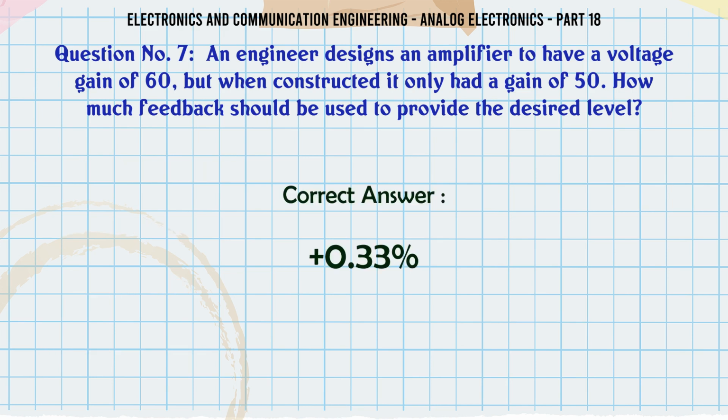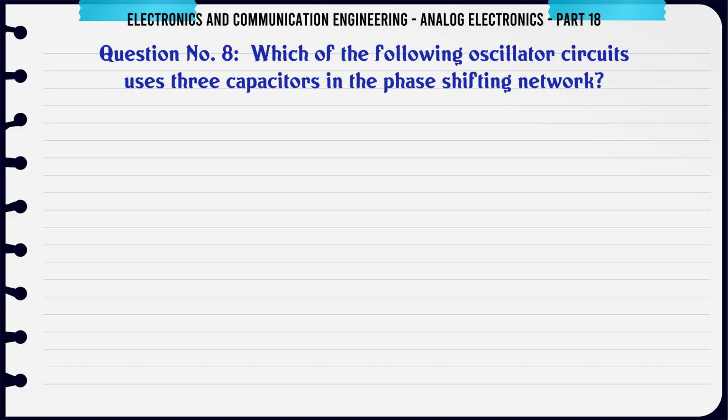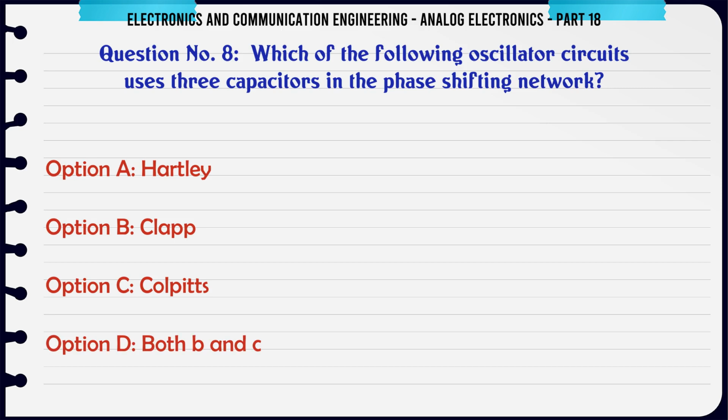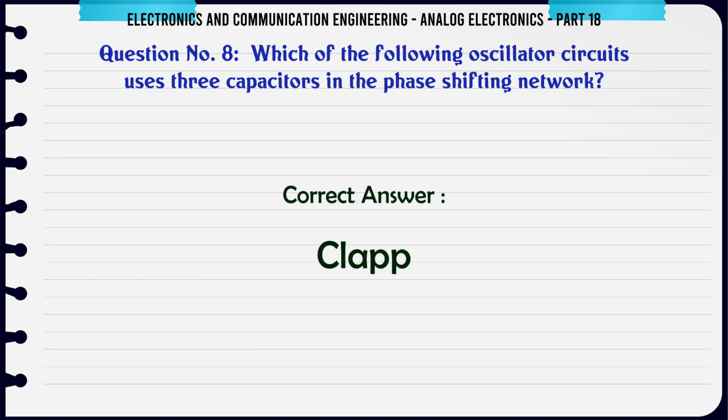0.33. Which of the following oscillator circuits uses 3 capacitors in the phase shifting network? A. Hartley, B. Clapp, C. Colpitts, D. Both B and C. The correct answer is Clapp.